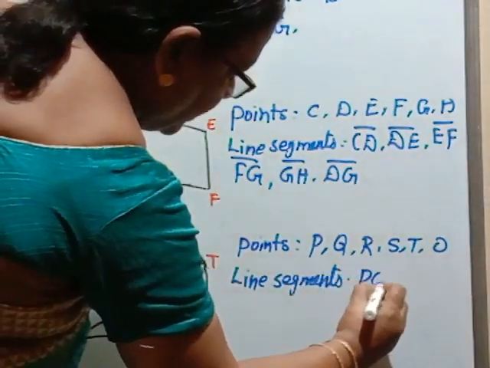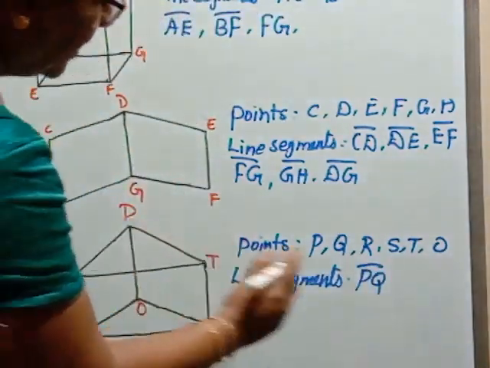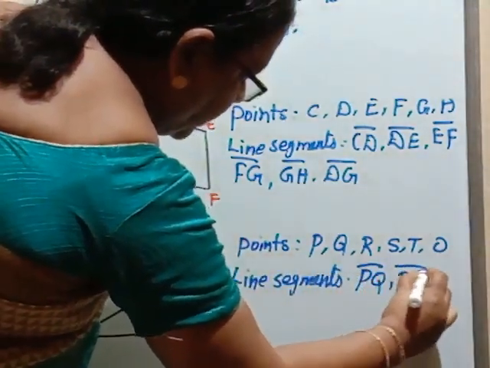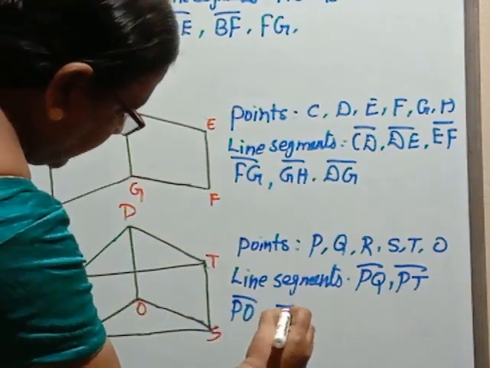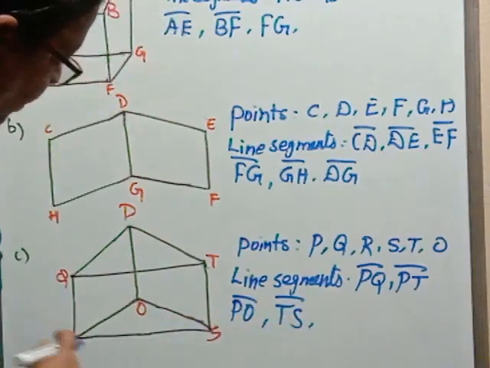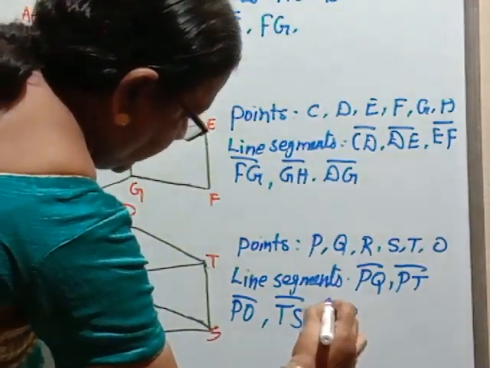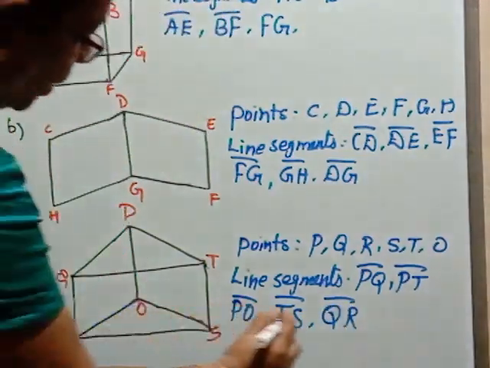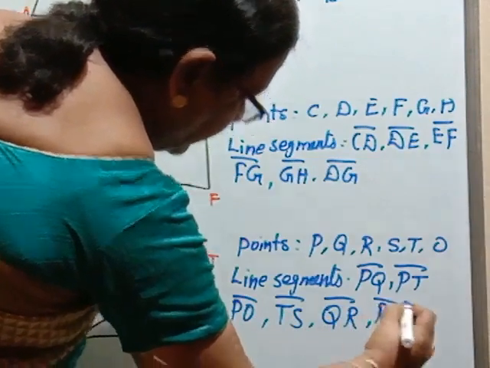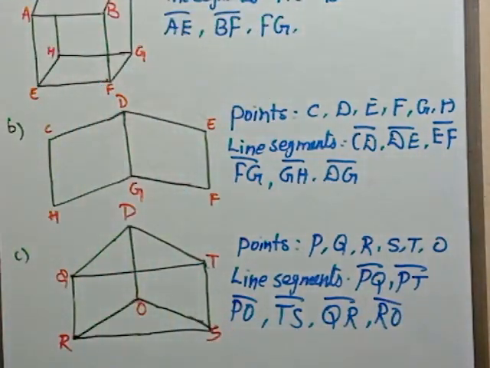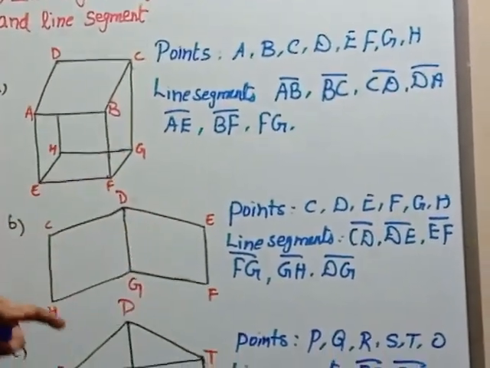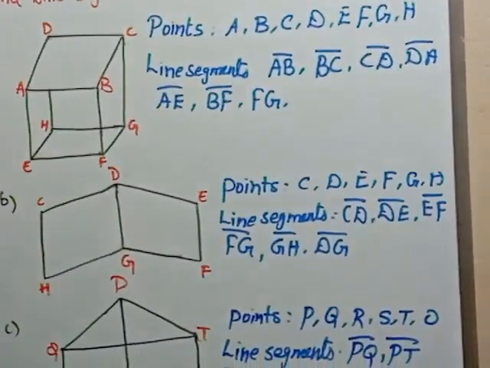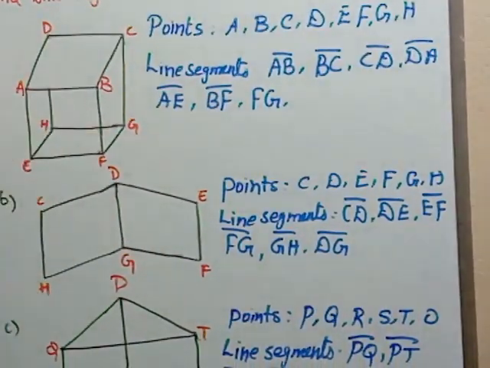PQ is one line segment. PT one line segment. Then PO one line segment. TS one line segment. QR one line segment. Then RO one line segment. Like that you can write. So, with the help of this figure, you yourself find out still more line segments. Points I mentioned everything, but line segments you can write on your own with the help of the figure.